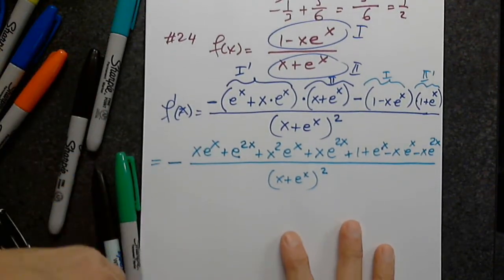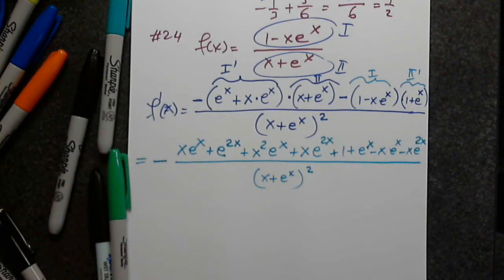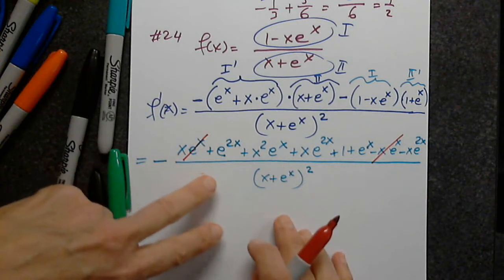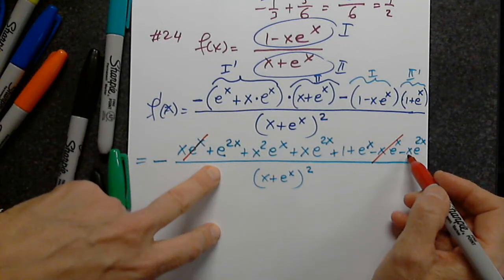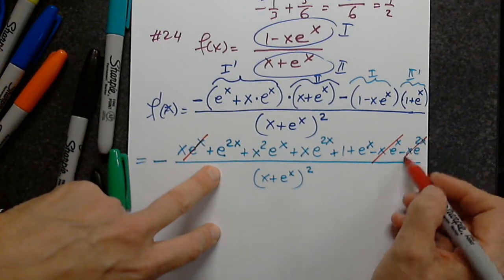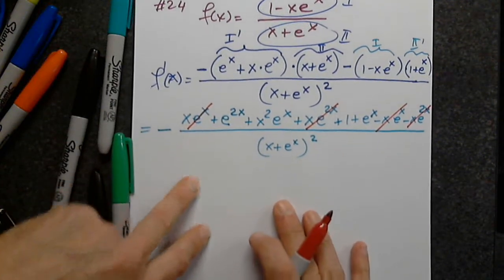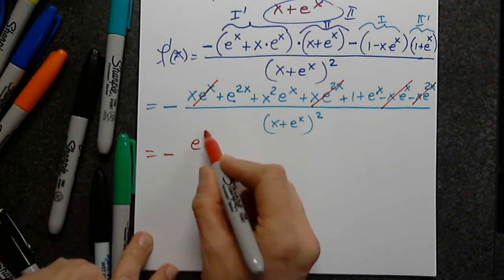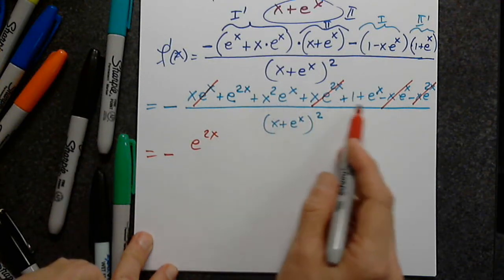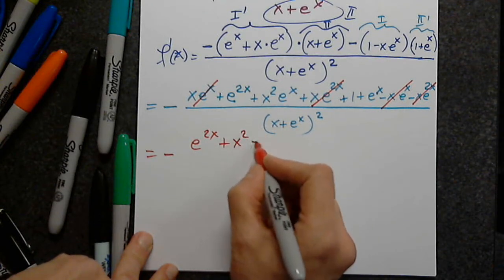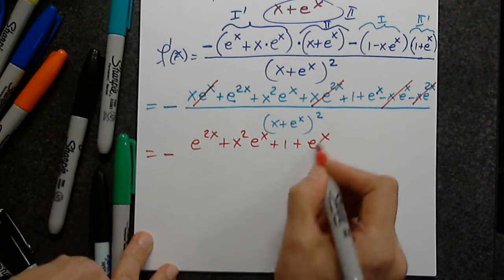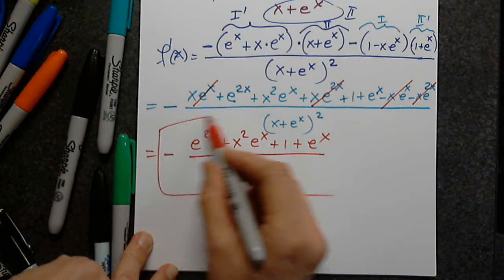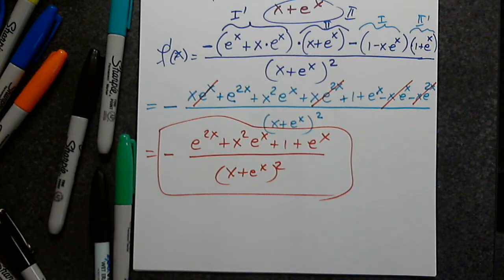Anything else? Okay, let's see if anything goes away. So there is an x e to the x with a negative x e to the x. Good. There is an x e to 2x, and there is nothing else. I can't do anything else, so this is it. Plus x squared e to the x plus 1 plus e to the x, everything over x plus e to the x squared. And this is it. We are not required to do anything else.